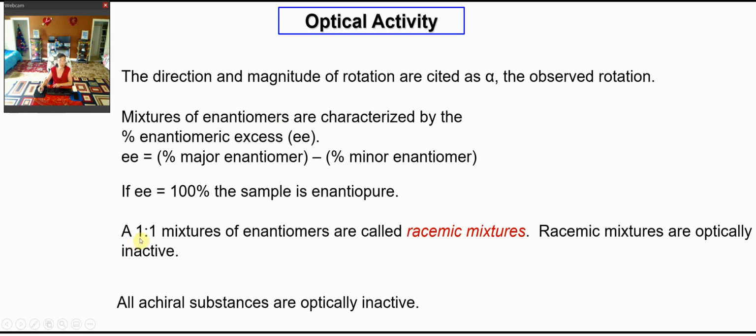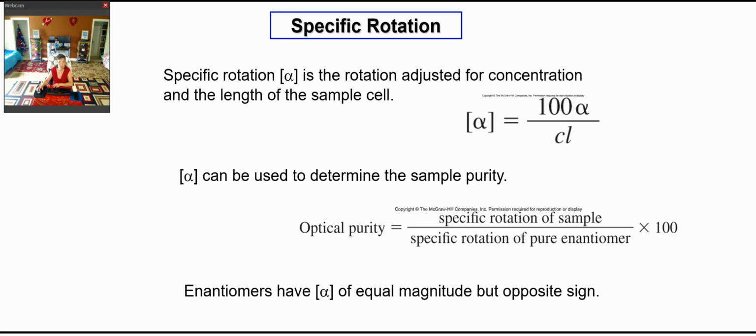Therefore, if you have a one-to-one mixture of enantiomers, that is called a racemic mixture. A racemic mixture is optically inactive. Each of the isomers is optically active. However, when these two are together at 50-50% each, the polarization of your light will be cancelled out. So that's why you are going to see something called a racemic mixture.